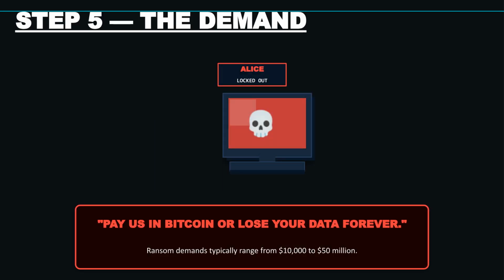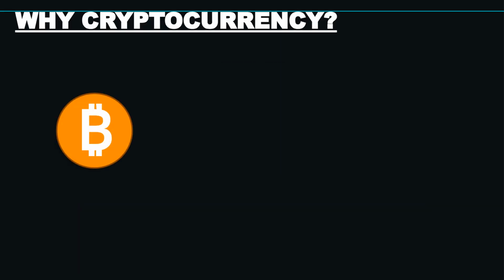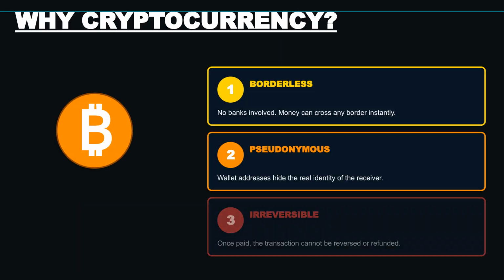Step 5 is the demand. A ransom note appears on the screen, demanding payment, typically ranging from $10,000 to $50 million to decrypt the data. Attackers demand cryptocurrency because it is borderless, pseudonymous, and irreversible. This helps them avoid detection and ensures they keep the payment.